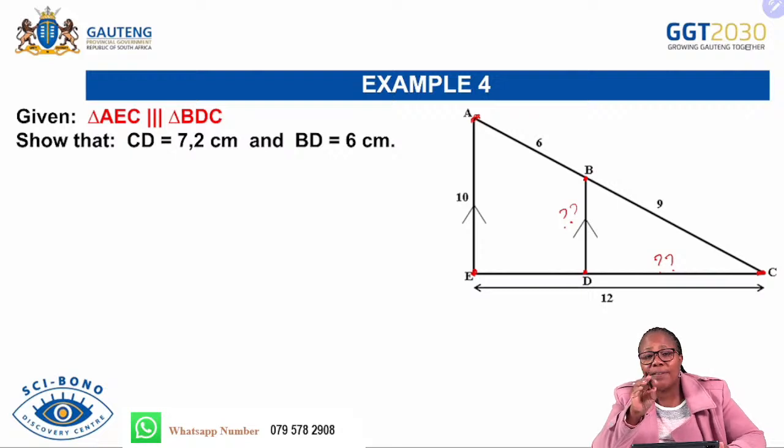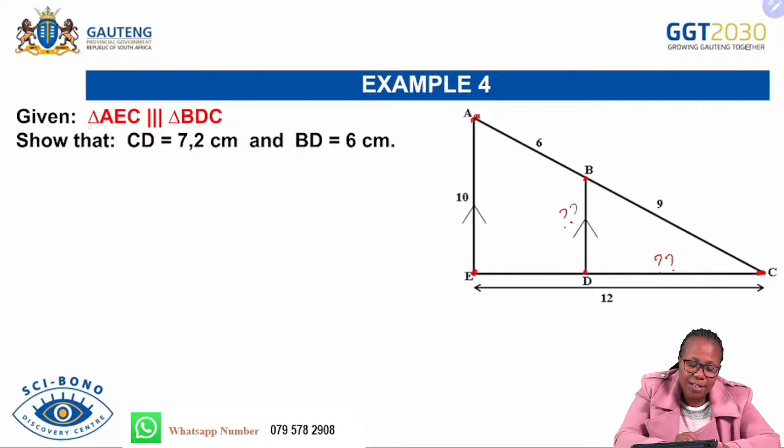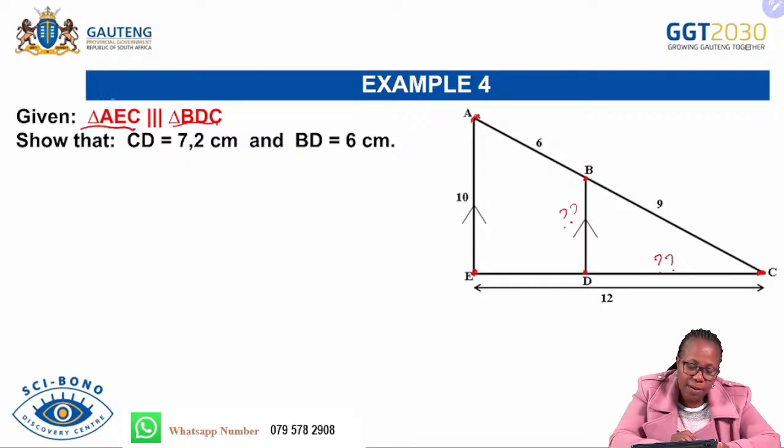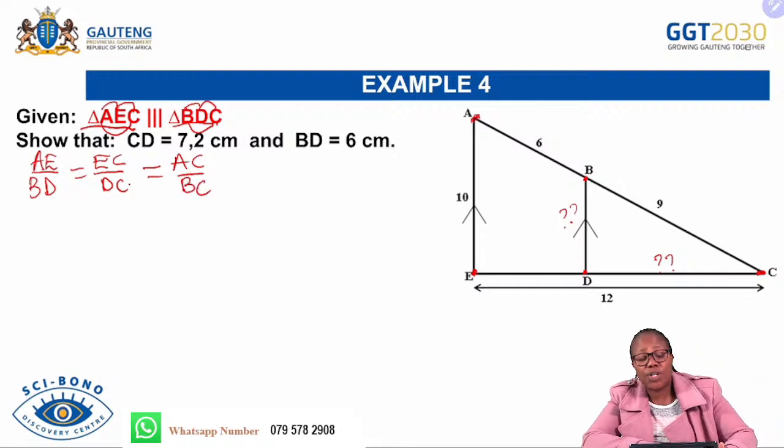So we are going to identify those ratios since we are given that the triangles are similar. Can we now take out the ratios because the triangles are given to us? Yes, we will have AE over BD equal to EC over DC. Lastly, we have AC over BC. Those are the ratios out of the given similar triangles.